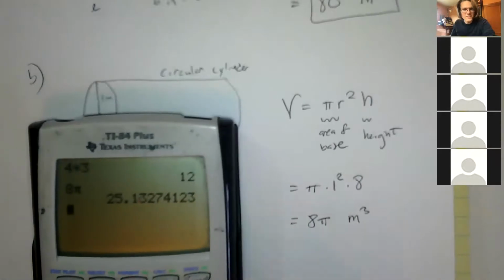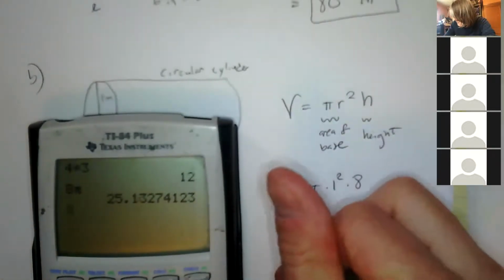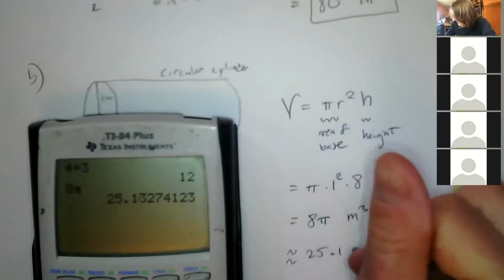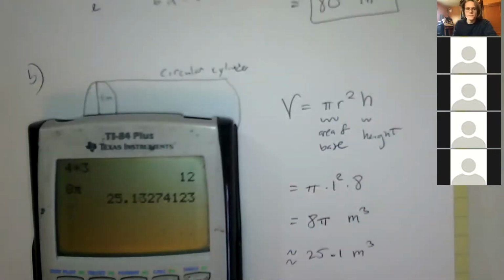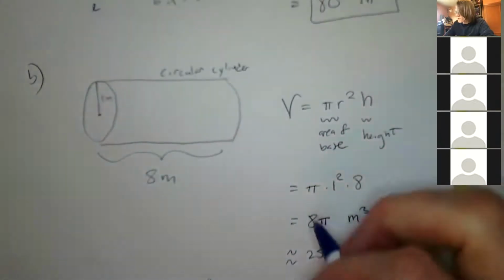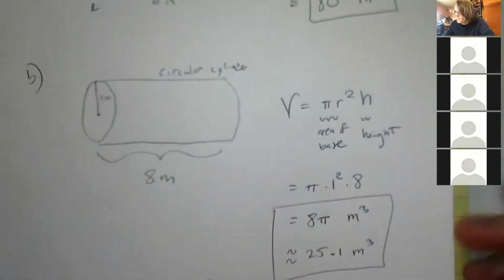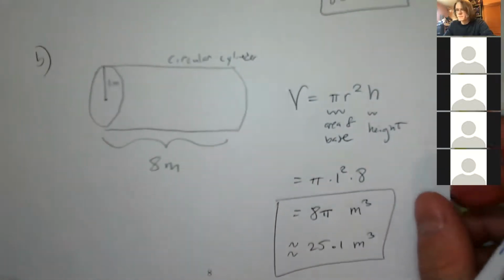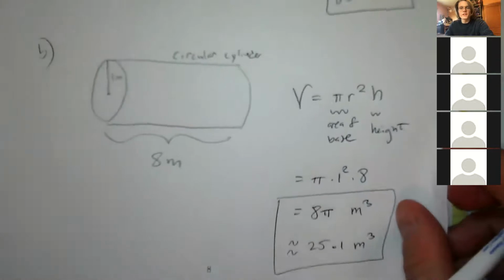So what do I get? I get 25.1 meters cubed. So either of those work. Any issues? All right, let's just do one more.